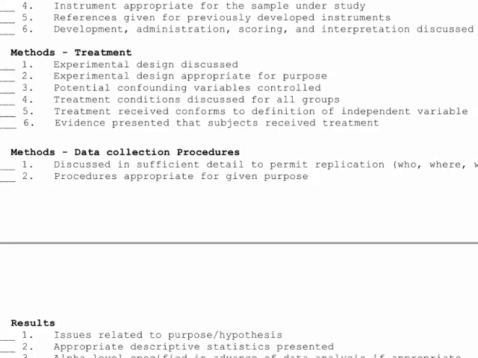The usual third part of the methods are your data collection procedures. You need to provide sufficient detail to permit replication so that if anybody else comes along, they can see how you did it and they can follow along, like a recipe. For student projects, it may be as simple as saying, I sent the survey to friends and family and they filled it out. And this was a convenience sample.